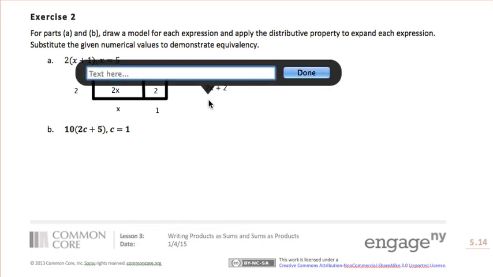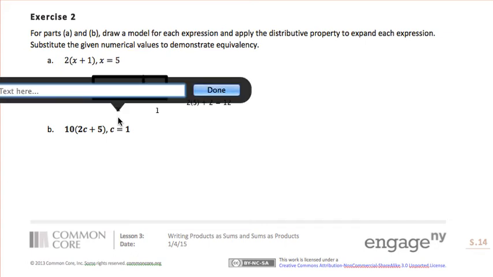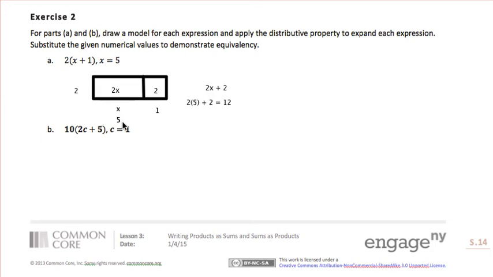So if x is 5, that would be 2 times 5 plus 2. 2 times 5 is 10, plus 2 more is 12. So here's our equation, or the solution to our expression. And then if we were to substitute 5 for x in our tape diagram, 2 times 5 is 10, and 10 plus 2 is 12. That's how we demonstrate equivalency.